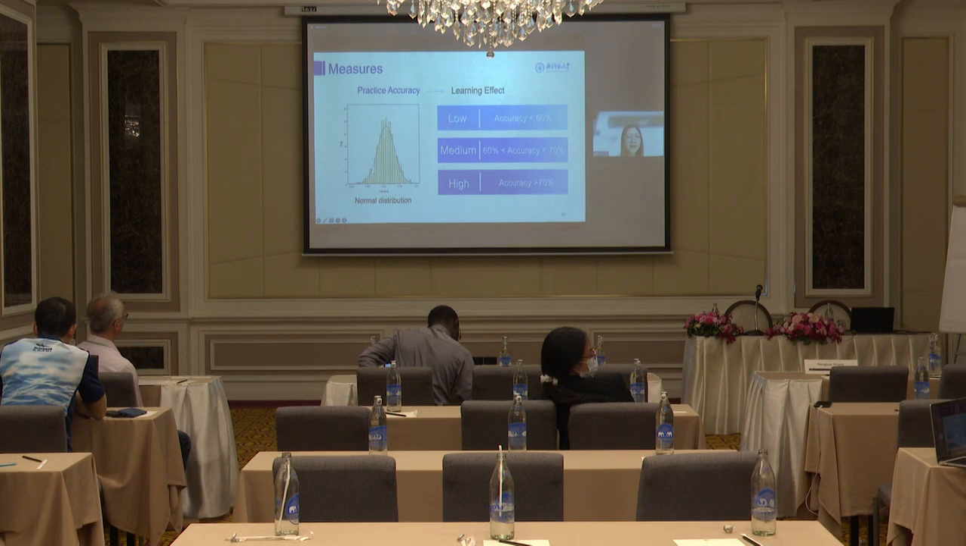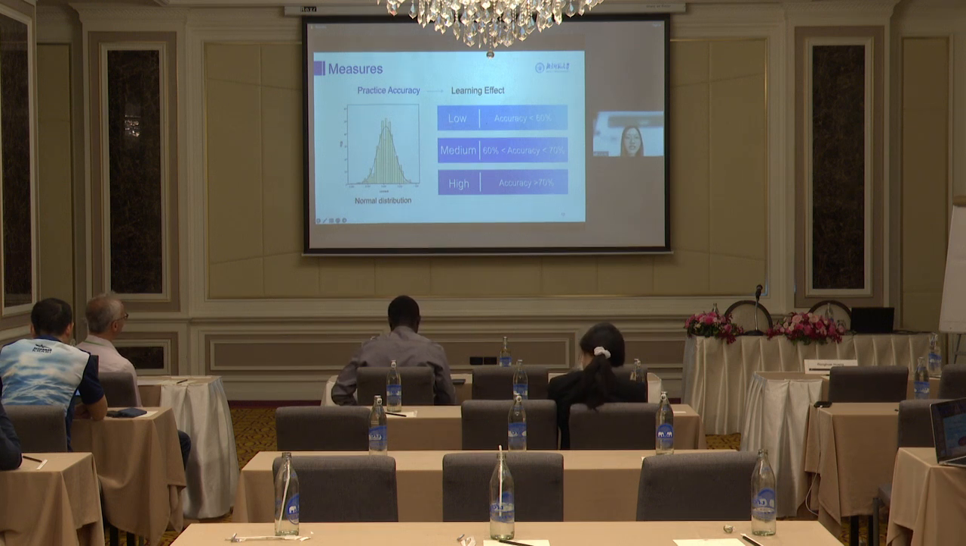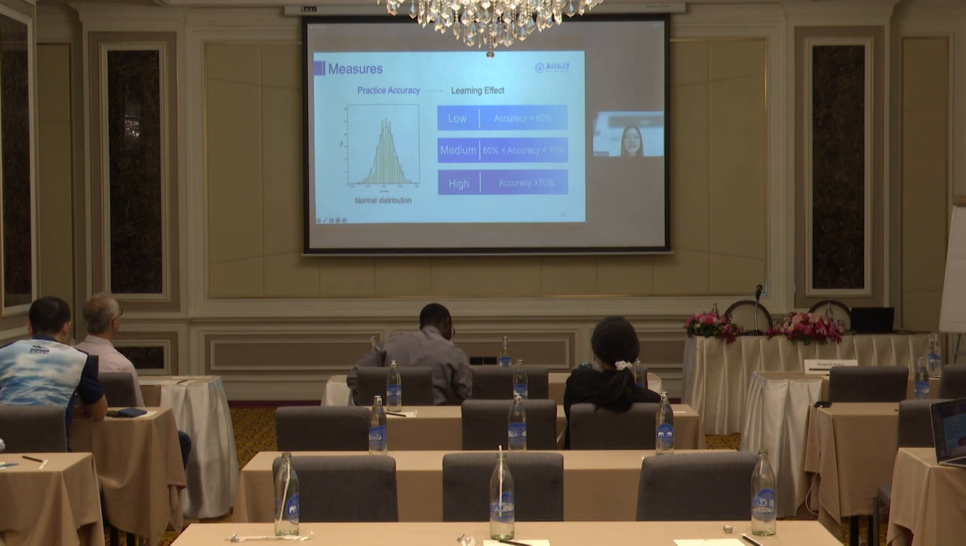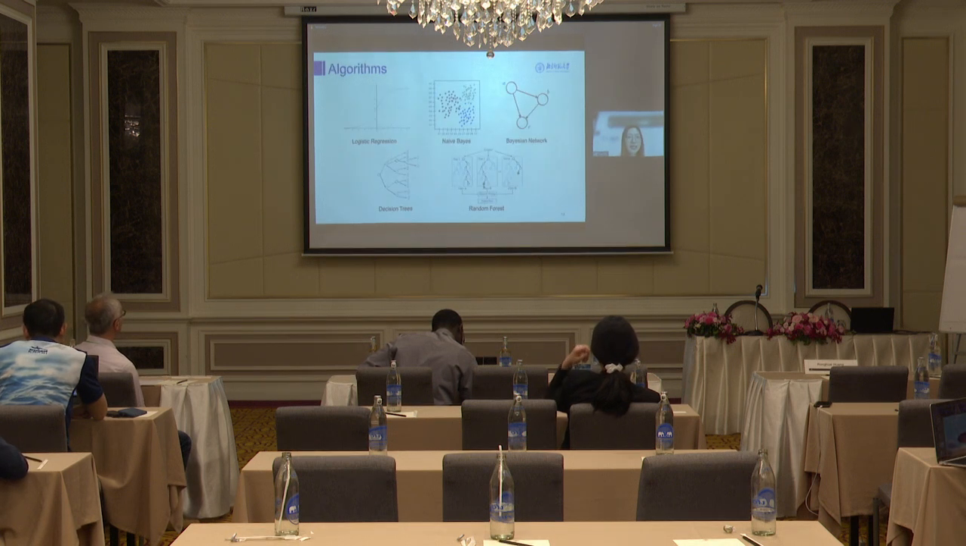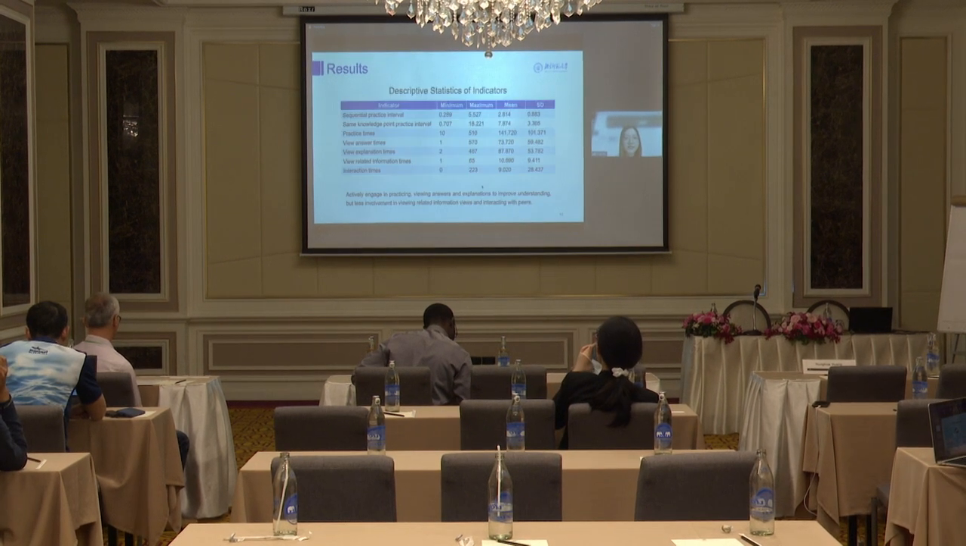To assess the online learning effect, we use practice accuracy derived from the daily quiz as a metric. As you can see, the data were normally distributed, so the accuracy was divided into 3 levels: low, representing accuracy below 60%, medium, representing accuracy between 60% and 70%, and high, representing accuracy exceeding 70%. Next, we applied 5 algorithms, including logistic regression, naive Bayesian network, decision trees, and random forest, to predict student practice accuracy. Moving forward, now I share the results of our study.